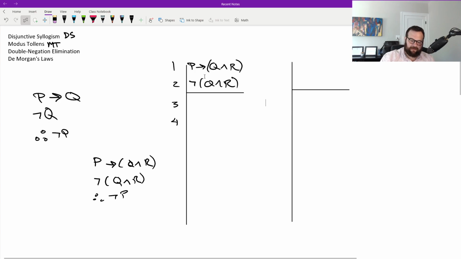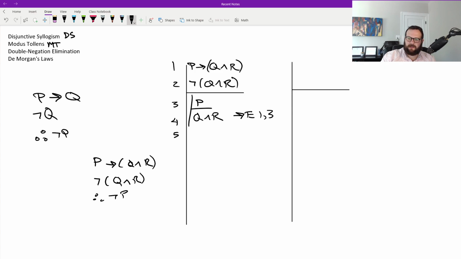What would your proof have looked like? Well, we would have had to start with an assumption of P, then use conditional elimination 1 and 3 to get this, which introduces a contradiction, negation elimination 2, 4. Finally, on line 6, we get to say not P, negation introduction 3 through 5. Right? So this is what the proof looks like without access to Modus tollens. You can see that Modus tollens saves you a good bit of headache here.